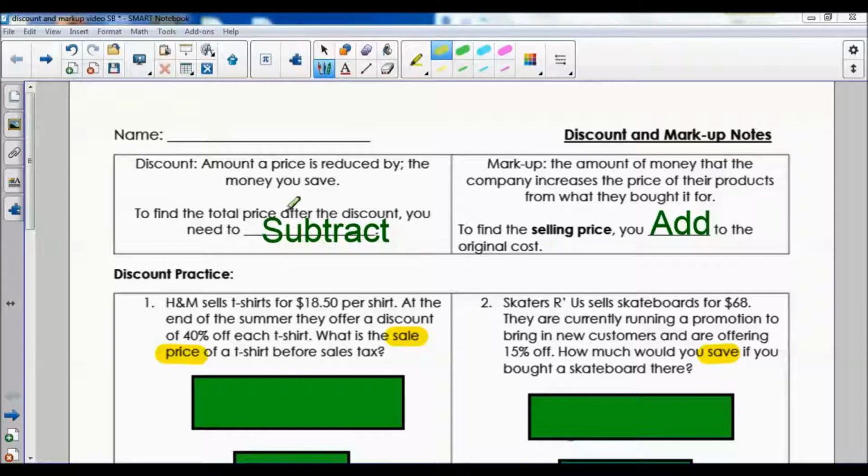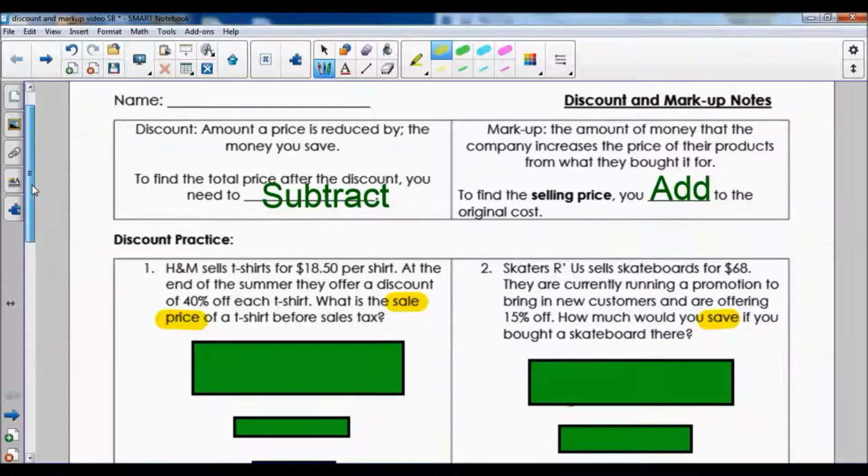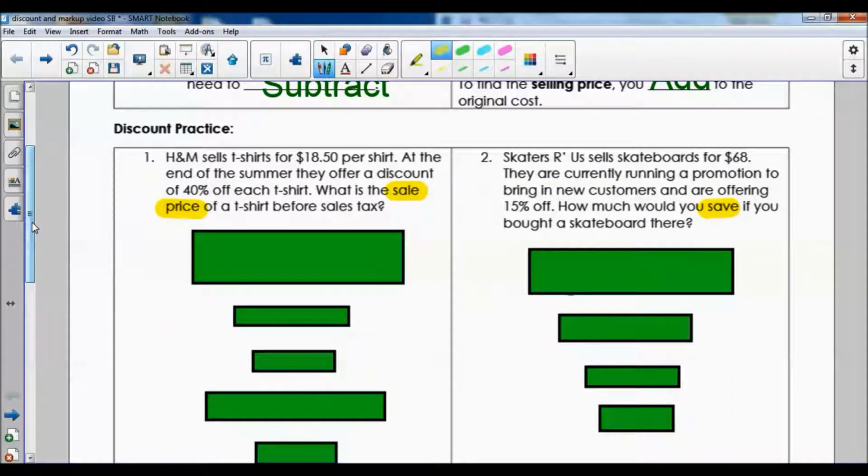So let's read the first question. It says, H&M sells t-shirts for $18.50 per shirt. At the end of the summer, they offer a discount of 40% off each t-shirt. What is the sale price of a t-shirt before sales tax?